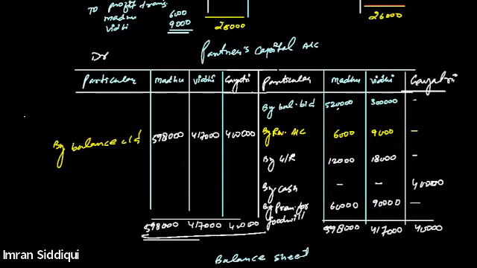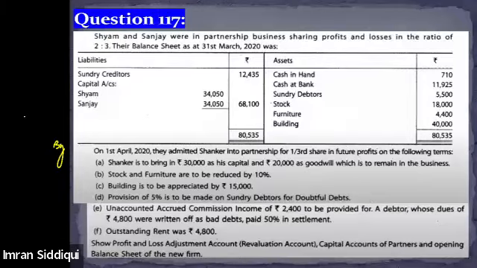Okay, so let's move to the next question. Question 117. I want you to try this question on your own. Shyam and Sanjay were in partnership business, sharing profit and loss in the ratio of 2:3. Their balance sheet is given: cash in hand, cash at bank, sundry debtor, stock, furniture, building, sundry creditor. Capital account balances of Shyam and Sanjay are 34,050 each.